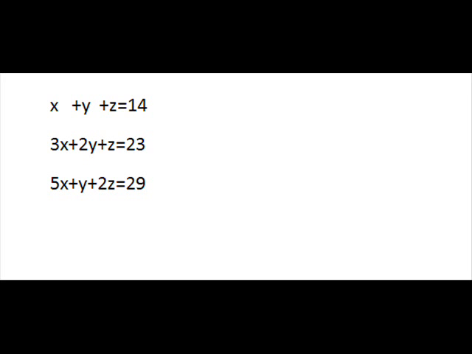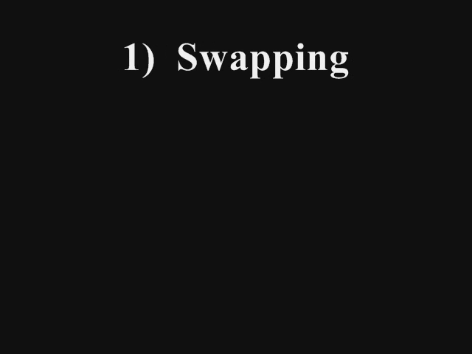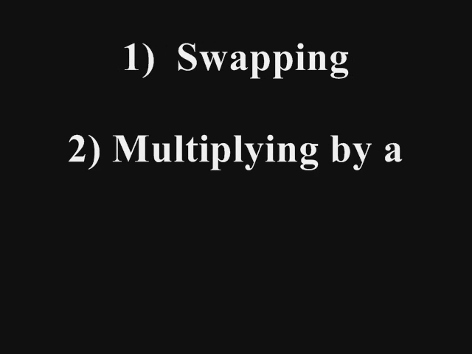Now that we have reviewed our terminology, we will do an example. For this problem, we must get the system in echelon form. Our first goal is to make the x in the first row be the only x in the system. We can use row operations to do this. The three row operations we can use are swapping, multiplying by scalar, and row combination.